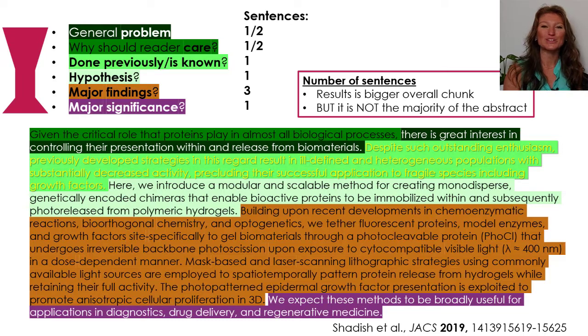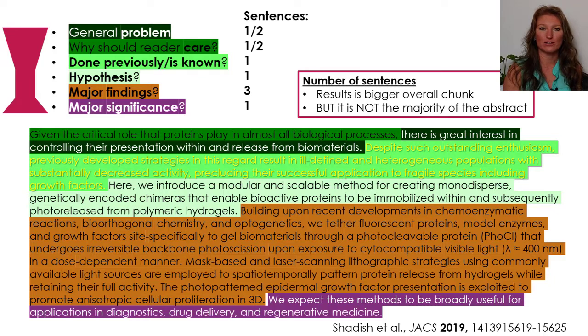And if you'll notice, what was previously done is colored in yellow. That's because they needed that to convey the gap in the field. And so they have one sentence of what was previously done. Then they follow that with one sentence of the hypothesis research objectives for this paper, and then move into the big chunk of this abstract, which is actually the results section.